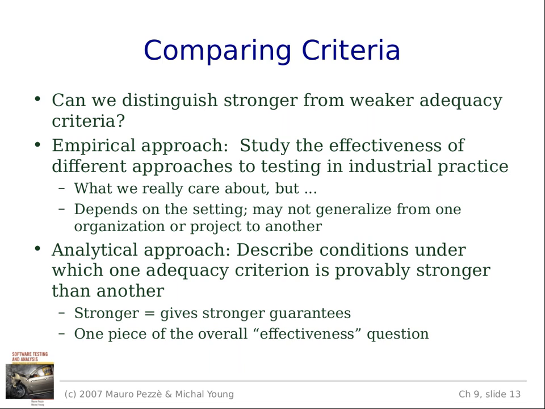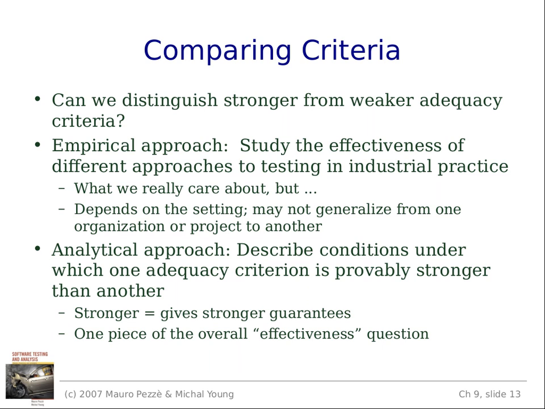I mean, if it's a medical device where people's lives are at stake, then maybe you want to have near 100% code coverage as well as other characteristics for criteria, and that would make sense. But for certain apps and whatnot, maybe it's going to be a lot harder to decide what it is. So it ends up being more of an analytical approach, which is harder to sell. But it's an analytical approach to describe conditions under which one criterion is provably stronger than another. Stronger basically gives you stronger guarantees that the program is actually working, or overall effectiveness. So unfortunately, there is no good answer for empirical versus analytical.